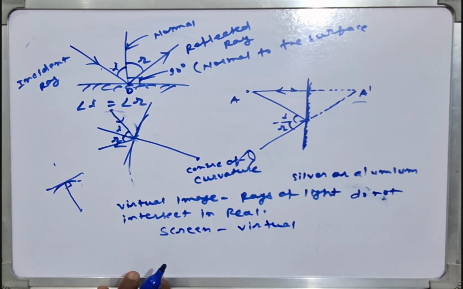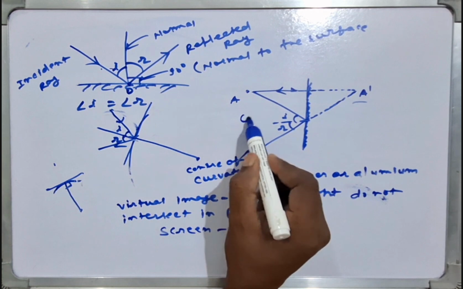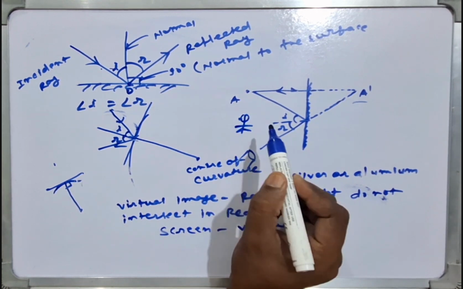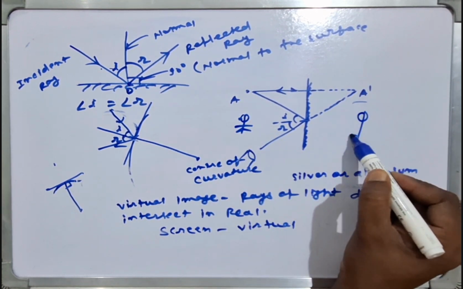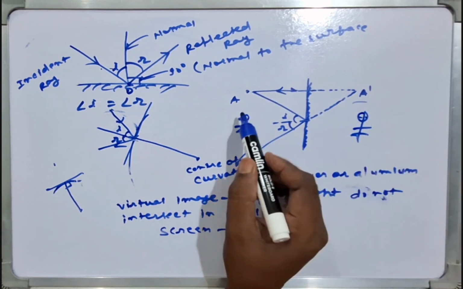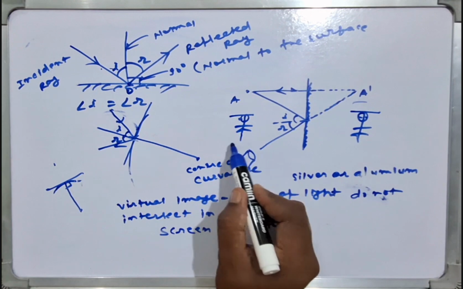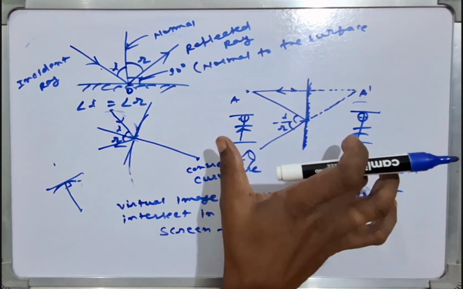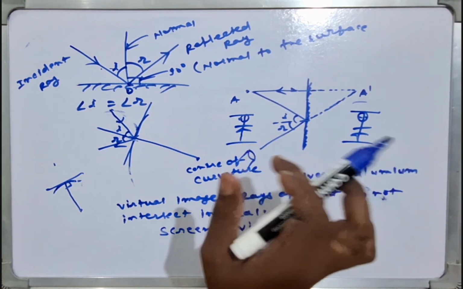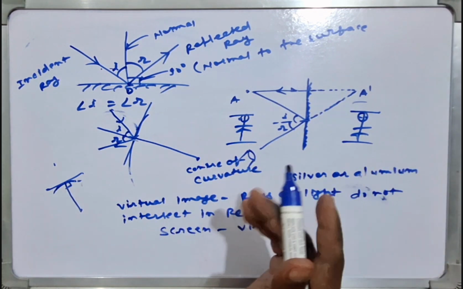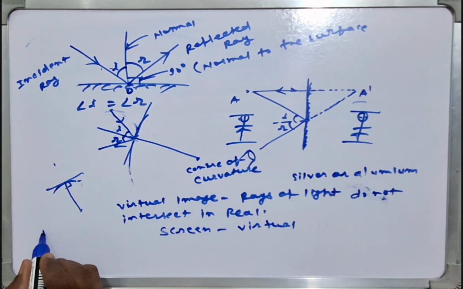Now the other terminology you have heard about is erect. Suppose a person is standing here, and its image is formed here. If the top and bottom are the same, then we can say the image formed by this mirror is erect.